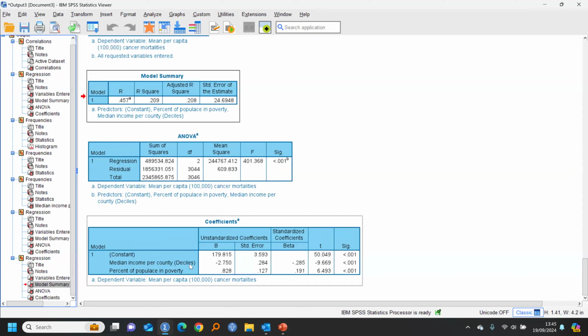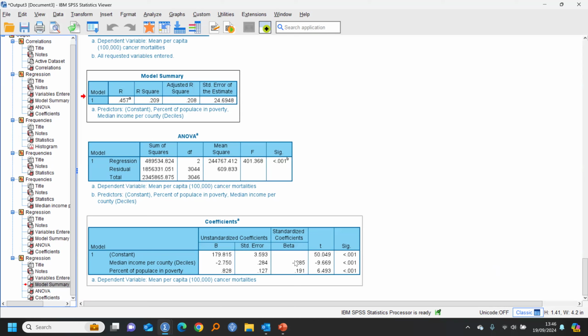Okay. So now it's saying in the presence of the variable percent population in poverty, every 1 unit increase in median income in deciles drops the percentage of people dying of cancer by 2.7%, and for every 1% increase in population in poverty it increases it by 0.8%.